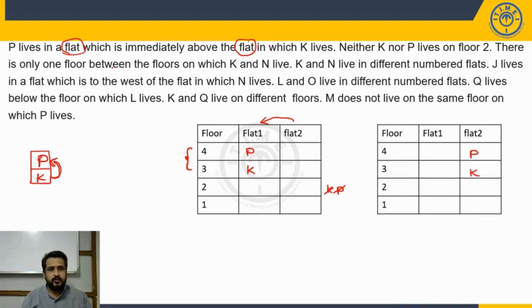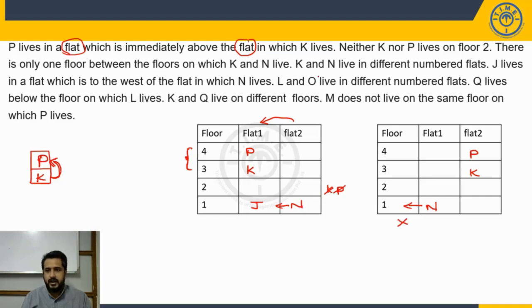Now what is given next? There is only 1 floor between the floors on which K and N live. There is only 1 floor between K and N. K above is not possible, so N is below. And K and N live in different numbered flats. So K is living in flat 1, so N will live in flat 2. Now here K is living in flat 2, so N will live in flat 1 of floor 1. Clear? Next. J lives in a flat which is to the west of the flat in which N lives. So J is west of N. Is it possible? No. So this case is ruled out.